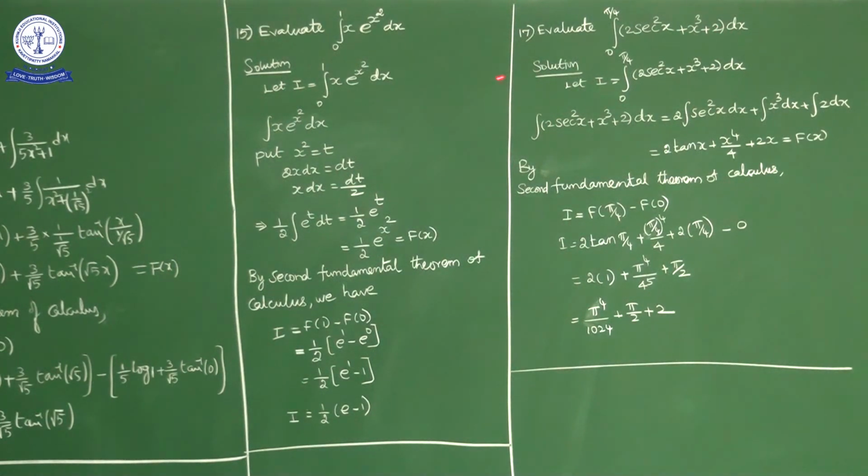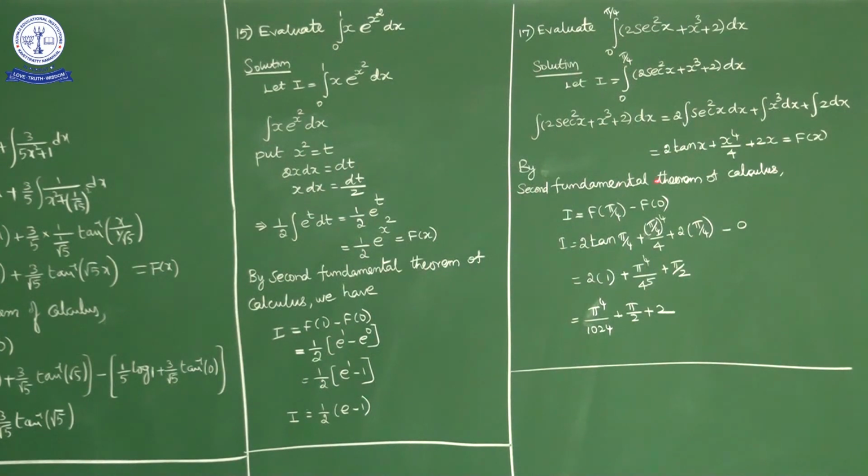Okay, now for this first of all I'll calculate indefinite integral of 2 secant square x plus x cube plus 2 dx. It is nothing but we integrate separately: 2 into integral secant square x dx plus integral x cube dx plus integral 2 dx. 2 into secant square x integration is what? tan x. So 2 tan x plus x cube integration x power 4 by 4 plus 2 outside, integral dx is what? x. So 2x. So what we have? 2 tan x plus x power 4 by 4 plus 2x. This is capital F of x.